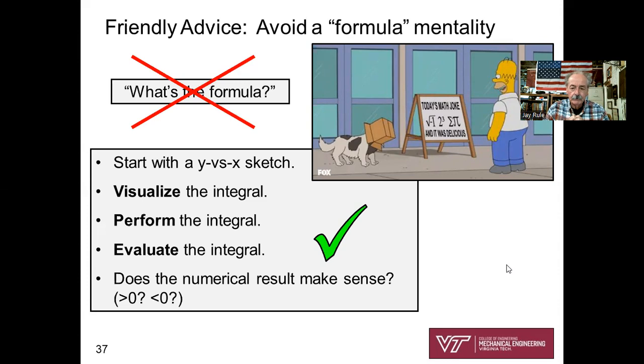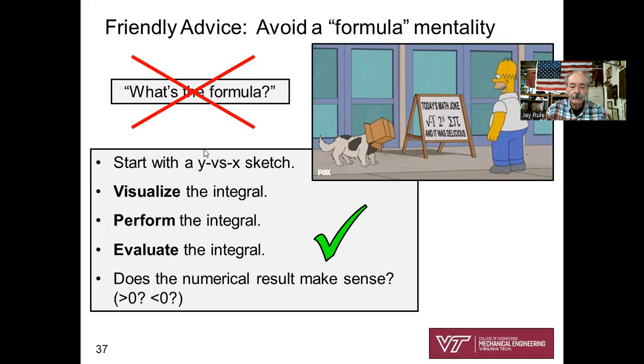Students, including myself when I was a student, have a famous phrase: what's the formula? What's the formula? All I can do is persuade you to try to avoid that. My professors finally beat it into my head that I needed to get away from that formula mentality. So here's what we do.